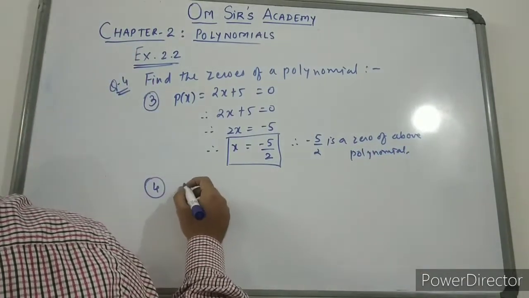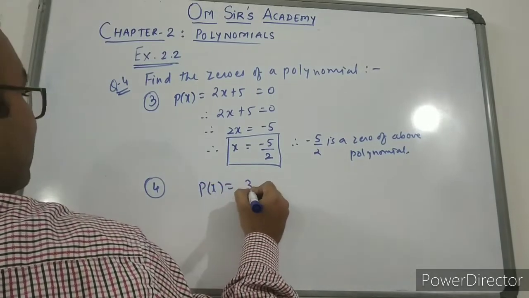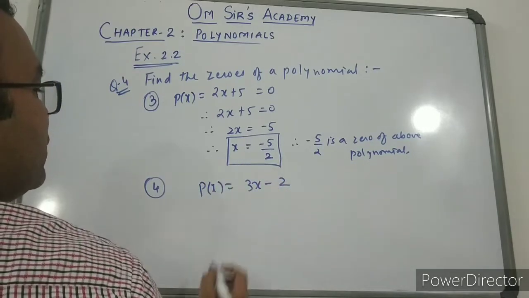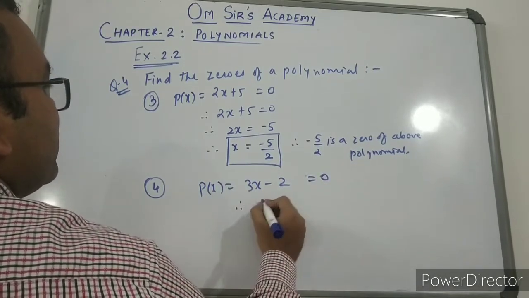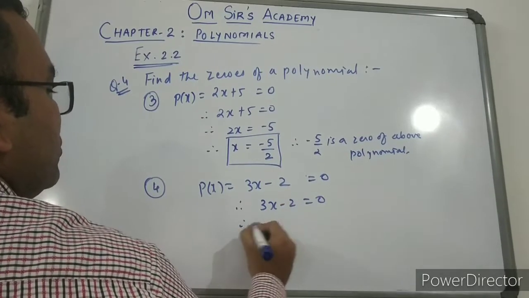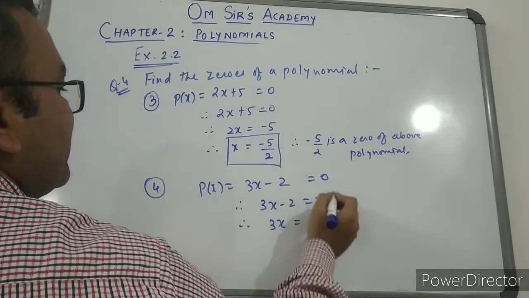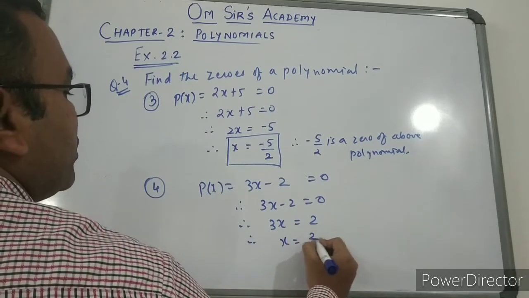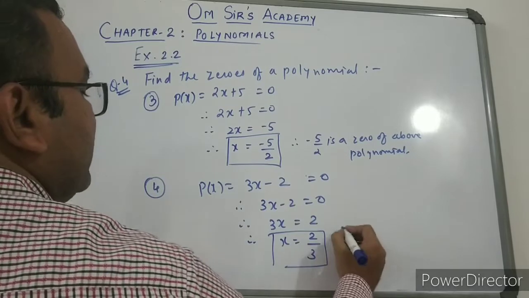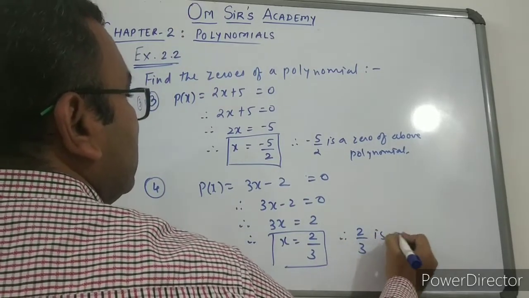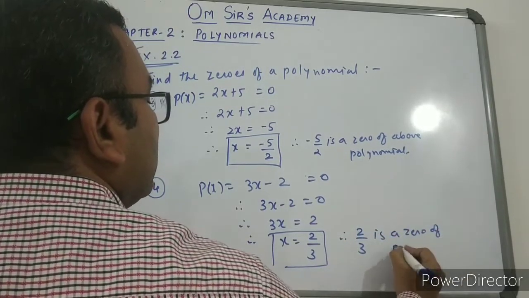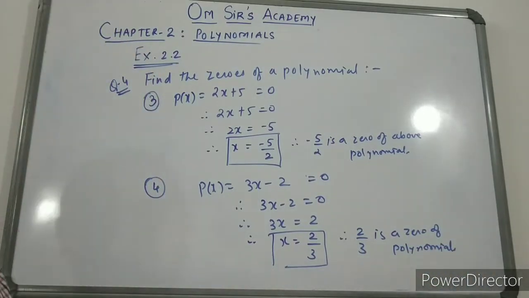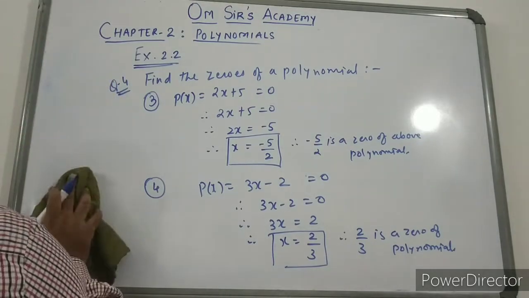Fourth sum is p of x equals 3x minus 2. Again this is a linear polynomial. Why? Because it has degree 1. So take this also equal to 0. So 3x minus 2 equals 0. Therefore 3x equals 2, as this minus 2 will go to that side and become positive 2. Therefore x equals 2 upon 3. So again in this case 2 upon 3 is a zero of the polynomial. So friends, this is very easy. You can find it out by yourself.